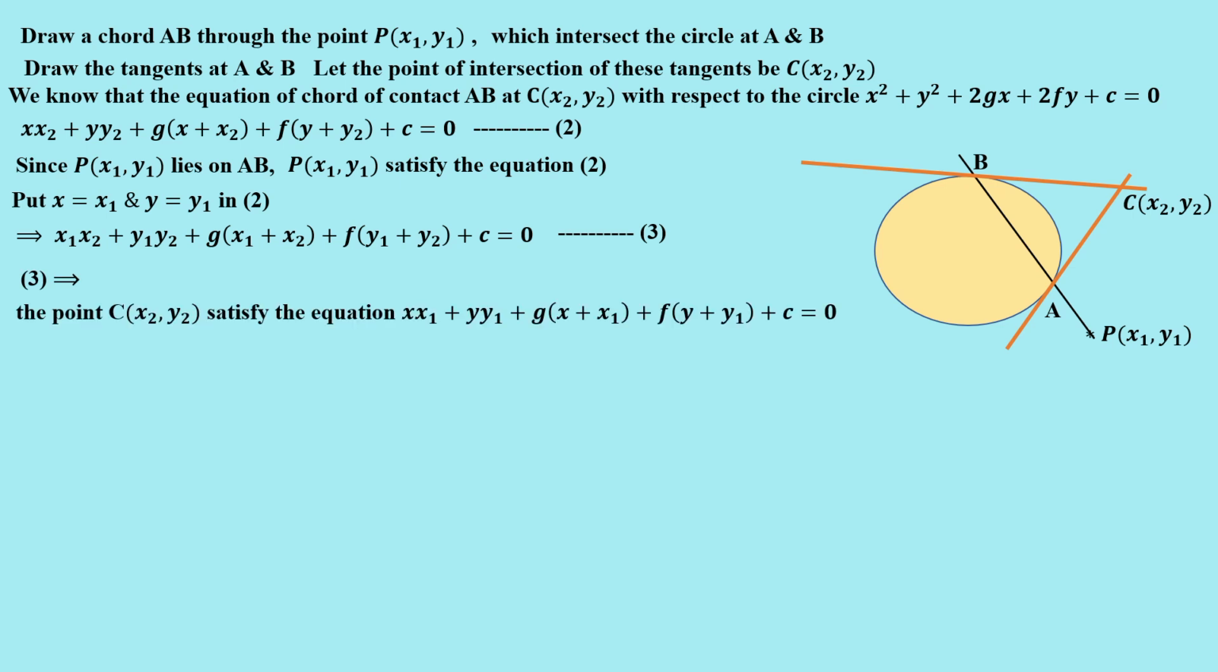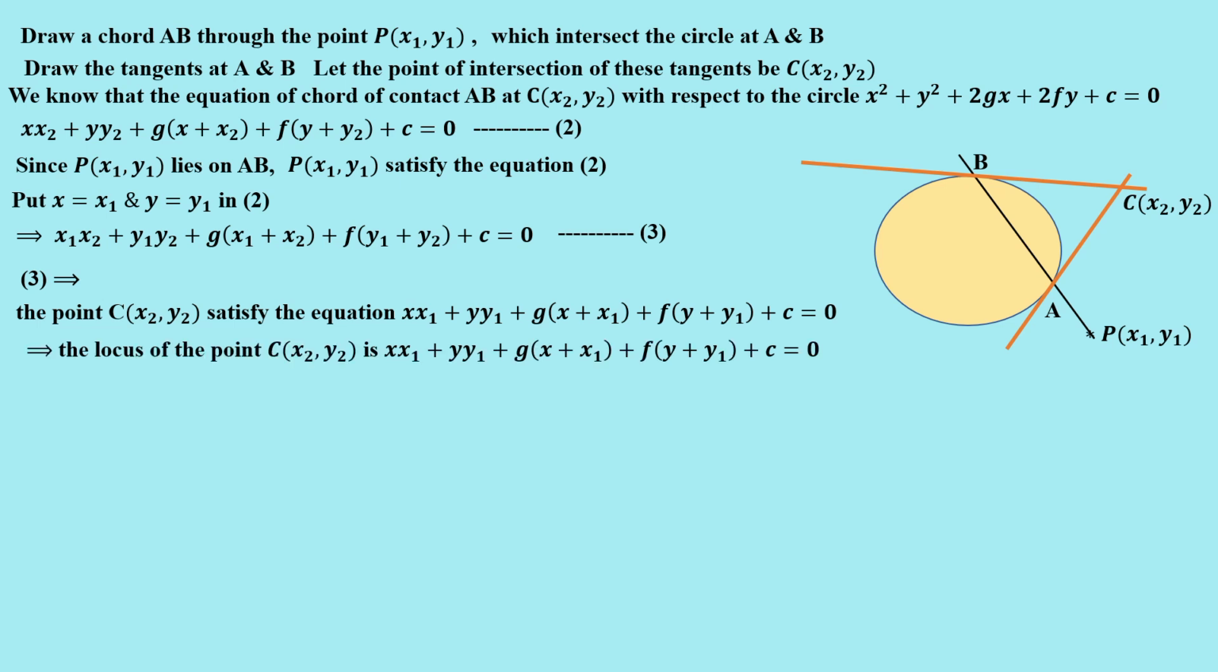So you are taking the reverse idea. This point (x2, y2) satisfies the equation x x1 plus y y1 plus g into (x plus x1) plus f into (y plus y1) plus c equal to 0. So put x2 instead of x and y2 instead of y, and you will get equation 3. So (x2, y2) satisfies this equation.